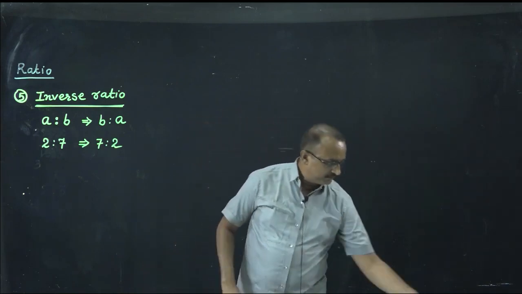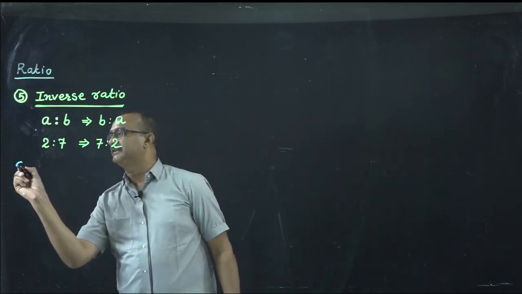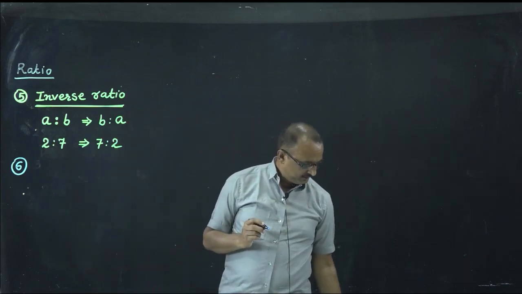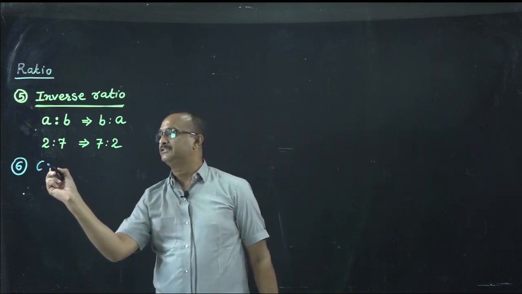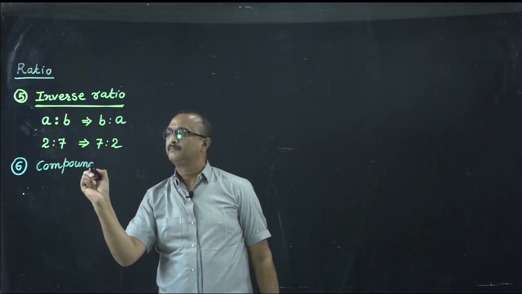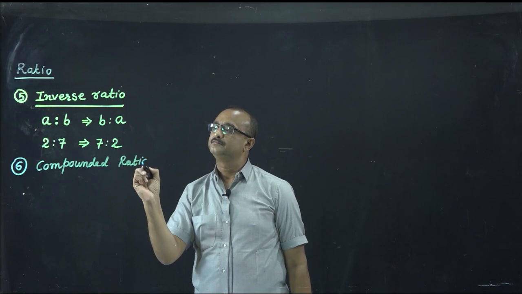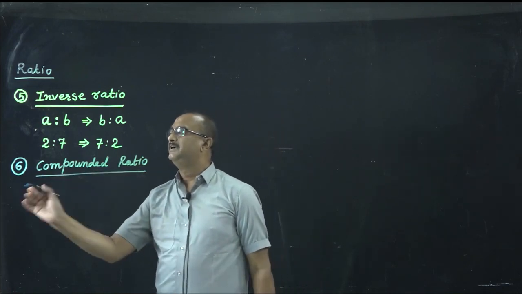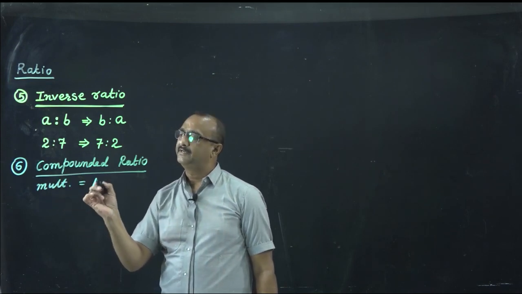And now one more thing we learn about ratio. Afterward we will start our exercise. Number 6 is compounded ratio. Okay, see, compounded ratio means multiplication or product.